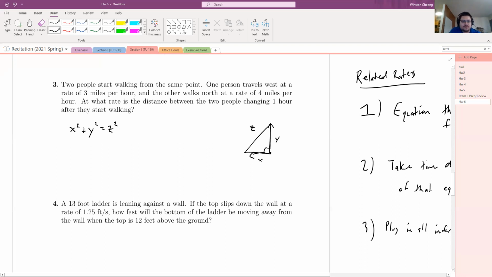And then you would take the time derivative of this equation. You do a d/dt, and that's going to give you 2x x' + 2y y' = 2z z', where my prime means it's a derivative with respect to time. It's a d/dt. So a lot of the lecturers will write this out explicitly.